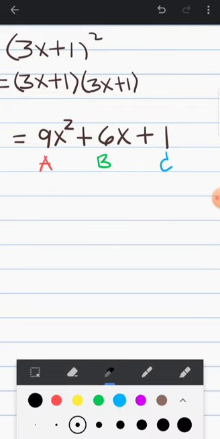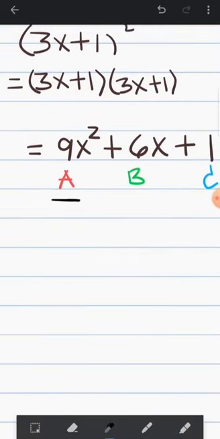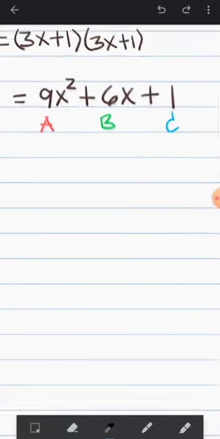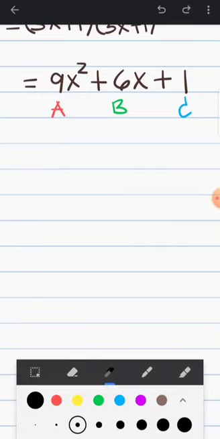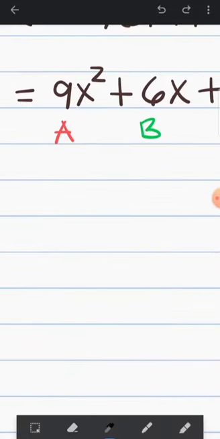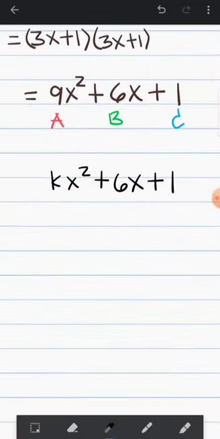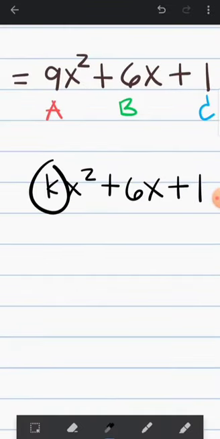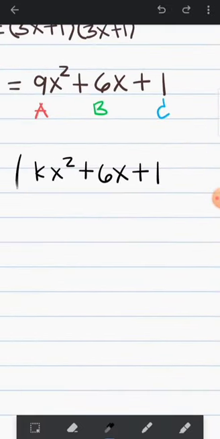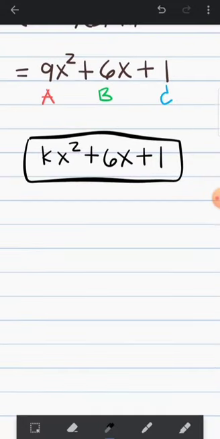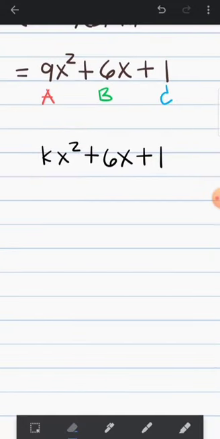They will let one of these be unknown, it could be a or b or c. They will ask you about that, and they will let this a become kx squared, something like that, 6x plus 1. And now they will ask you what is the value of this k, so that this whole term becomes a perfect square. So that's why we are here in this video. We are going to discuss how to solve that.